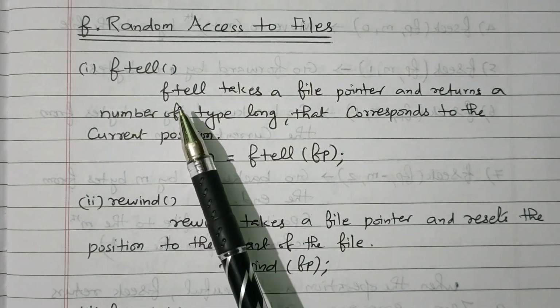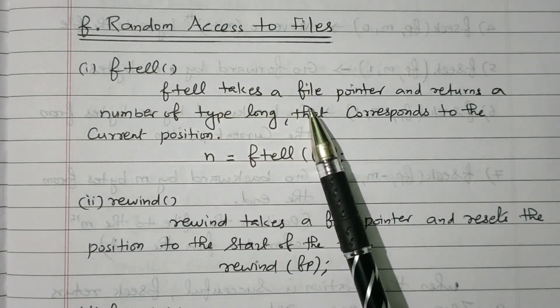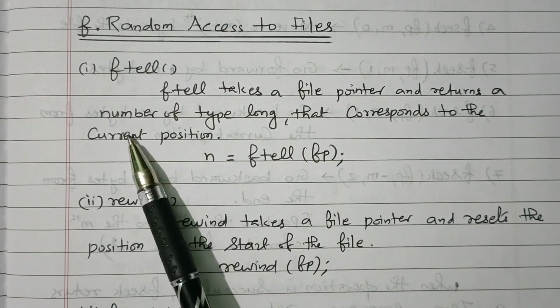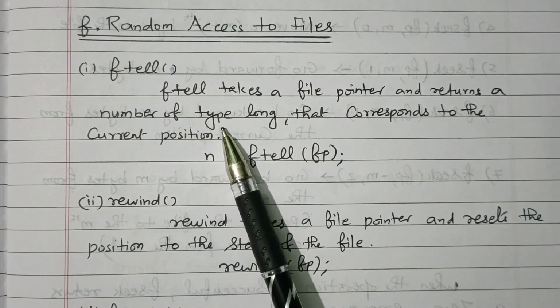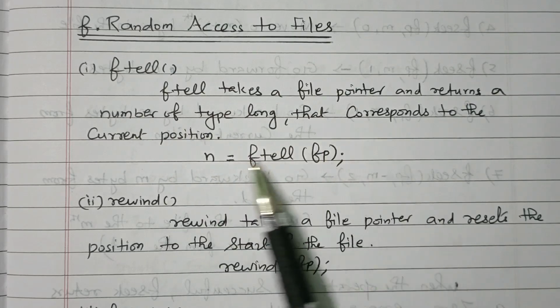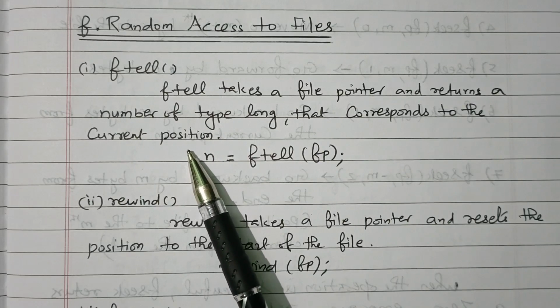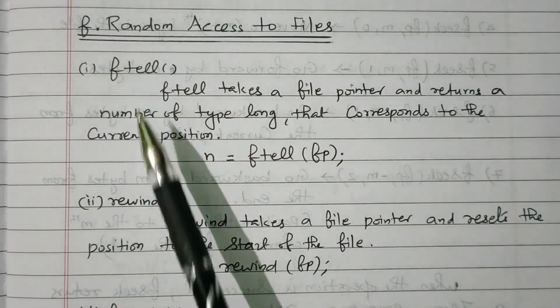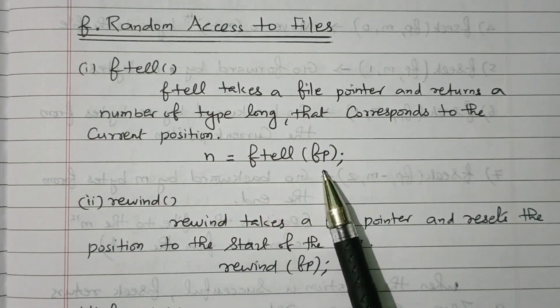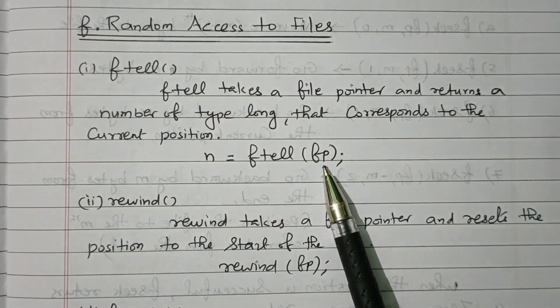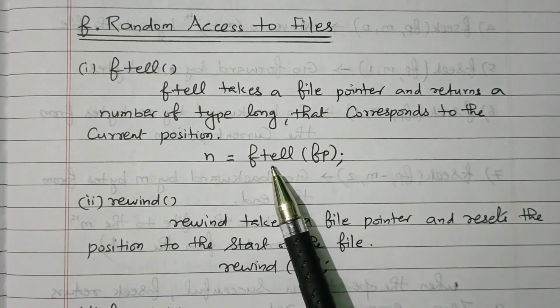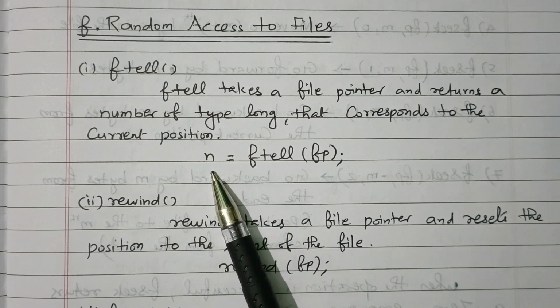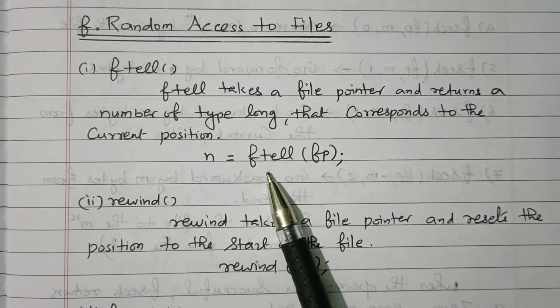ftell. ftell takes a file pointer and returns a number of type long that corresponds to the current position. The current position will be given by ftell. n = ftell(fp). fp is the file pointer. So for the corresponding file, the current position will be given by ftell, that is stored in the number n. So it will give the current position.